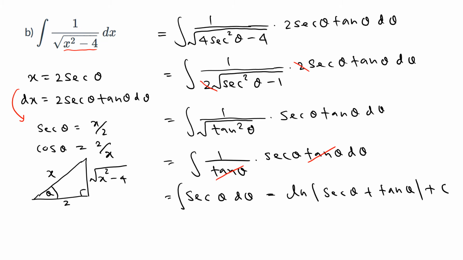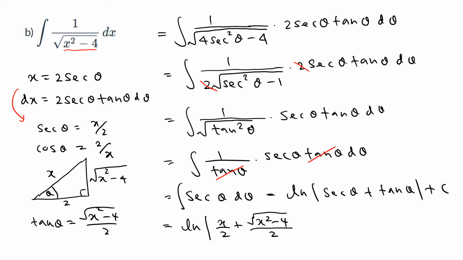So tan theta is simply opposite over adjacent. Now we're going to substitute that into the formula. So this is ln of secant theta, which is x over 2, plus tan theta, which is the square root of x squared minus 4 over 2, plus c. If you want, you can further simplify this, but this is perfectly fine.